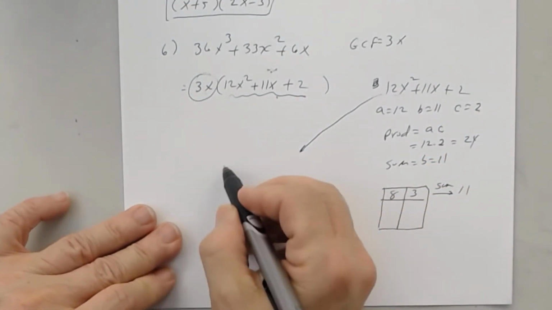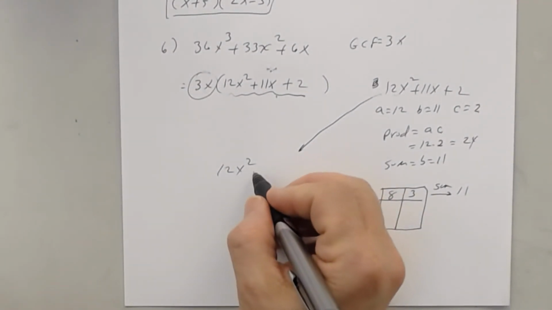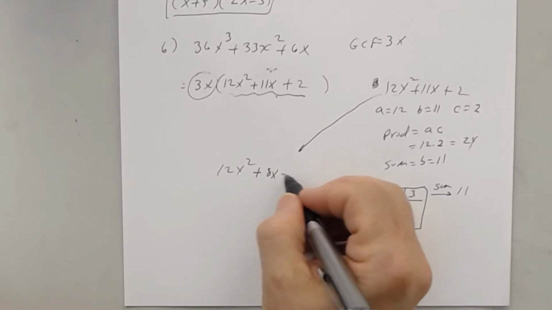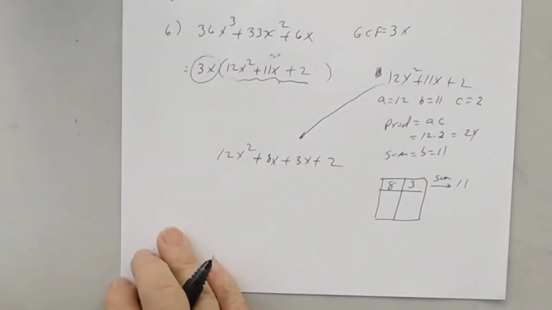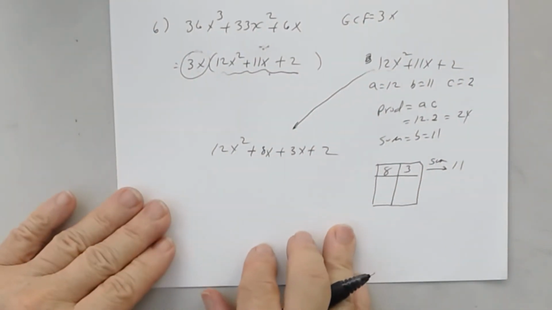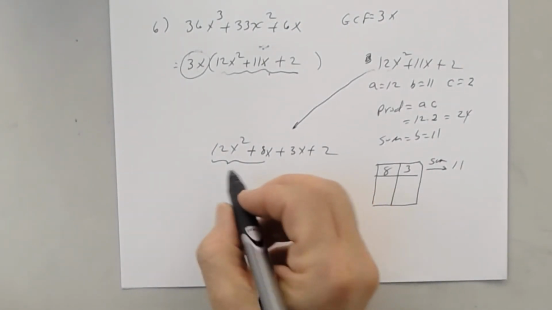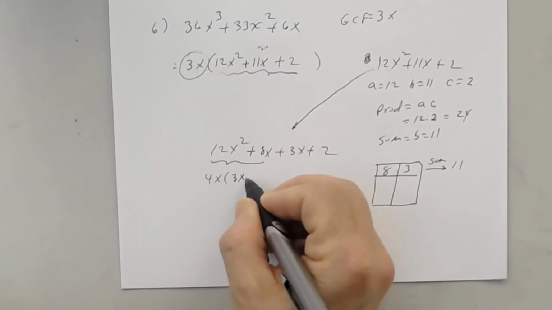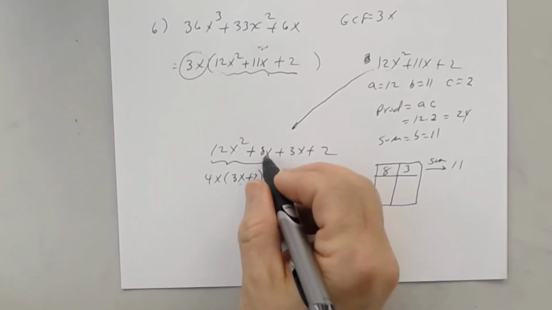3. So you can say 12x squared. What do we put next? Plus 8x. 8x, right? You got to say that x. Plus what? 3x, and then plus 2. All right. Now group. What does the first group have in common? 4x. You get 4x times what? 3x plus 2. You all agree? 3x plus 2, because 4x times 2 is 8x.